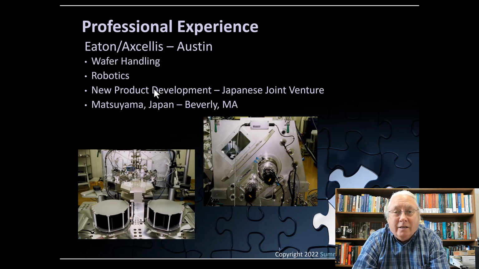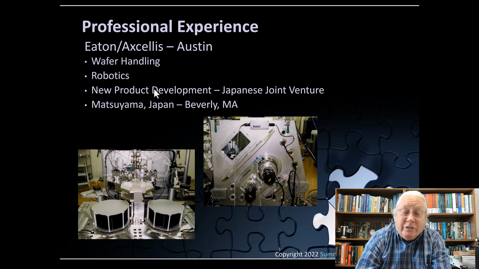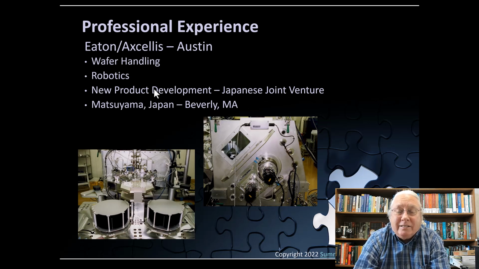Next moved on to the semiconductor equipment industry. Worked for a company called Eaton that got bought out by, changed names, to Axcelis. And then we did wafer handling. We had a 200 millimeter ion implanter that we built here in Austin. We had a joint venture with a Japanese company to transition from 200 millimeter technology to 300 millimeter technology.